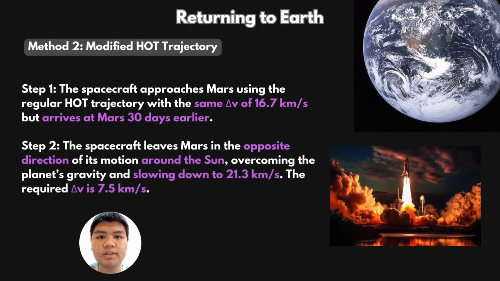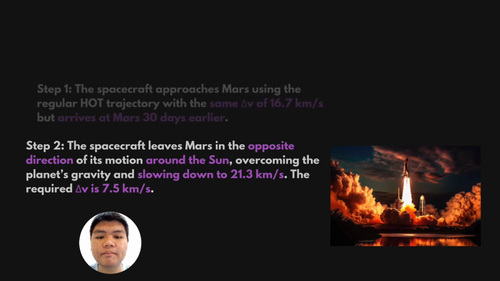Step 1: the spacecraft approaches Mars using the regular HOT trajectory with the same change in velocity of 16.7 km per second, but arrives at Mars 30 days earlier. Step 2: the spacecraft leaves Mars in the opposite direction of its motion around the Sun, overcoming the planet's gravity and slowing down to 21.3 km per second. The change in velocity required is 7.5 km per second.